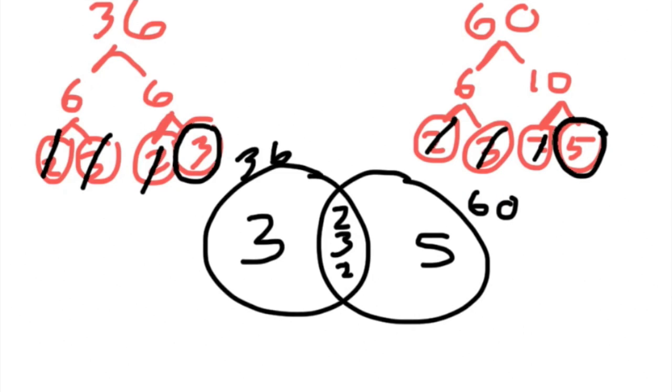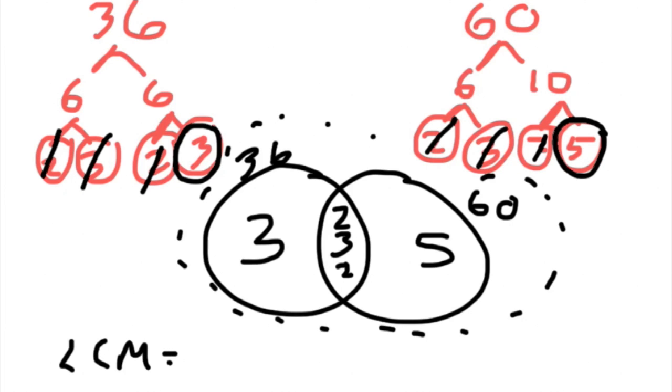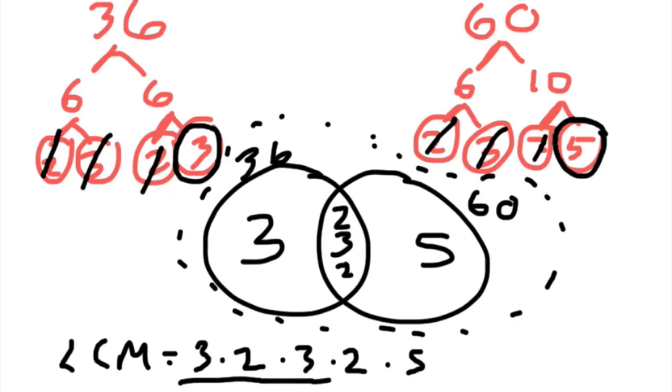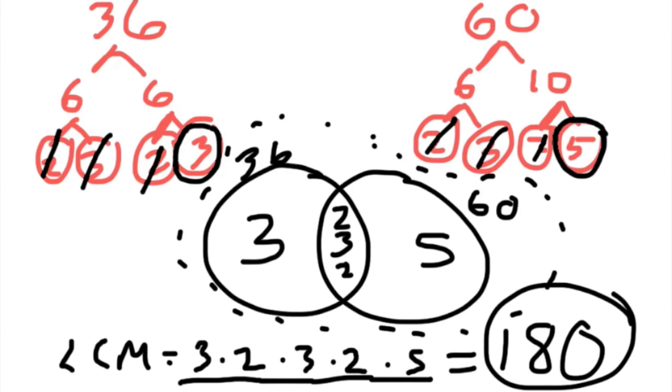To finish and find the LCM, I'm going to now multiply everything that's in the Venn diagram. That's going to be 3 times 2 times 3 times 2 times 5. 3 times 2 is 6, times 3 is 18, times 2 is 36, and 36 times 5 is 180. So the least common multiple is 180. If you skip count by 36 and 60, the first number that's going to be the same is 180.